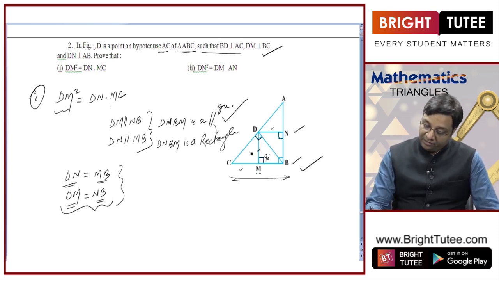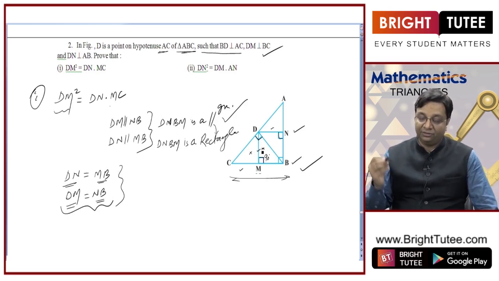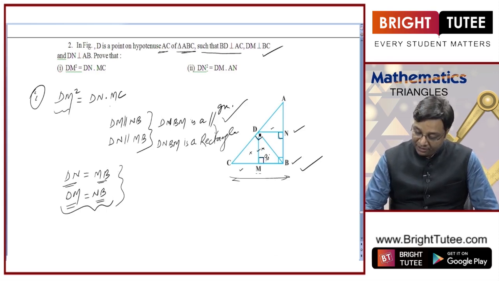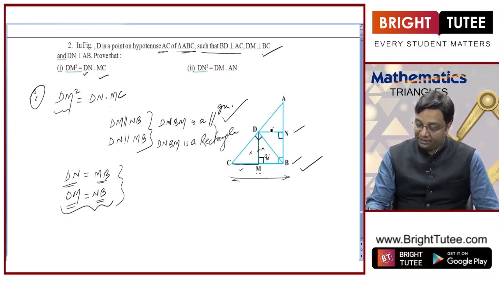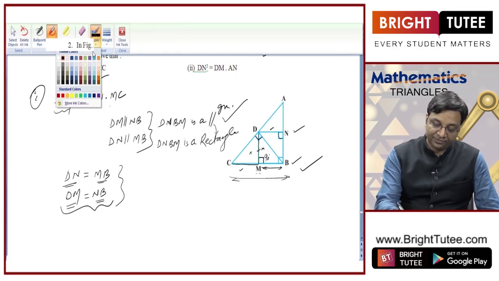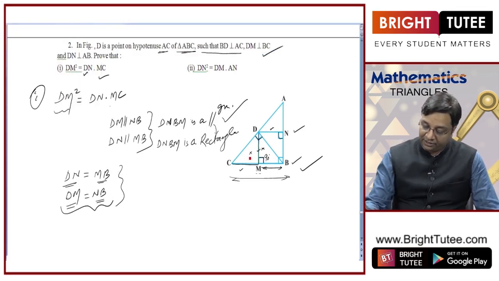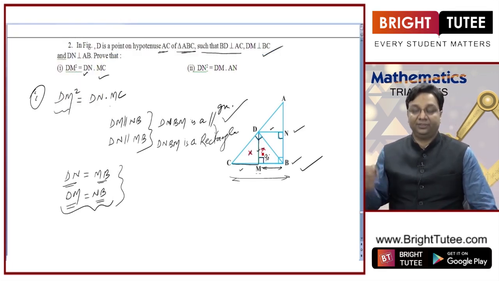Alright, so let me focus on these two triangles. Why have I chosen these two triangles? One, I require DM square. Second, I require MC, which is here. Third thing I require is DN. So DN is this, but it is also equal to MB. So if I choose these two triangles, all the required sides are present here in these two triangles.